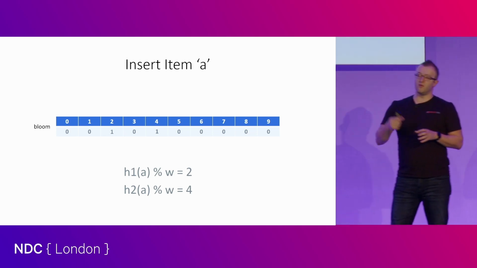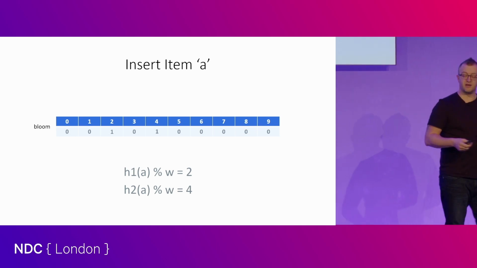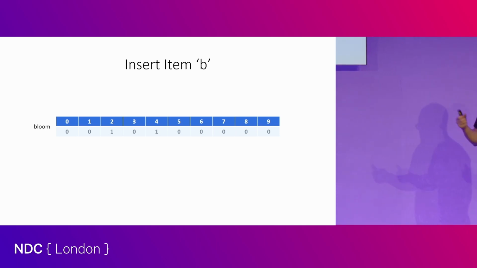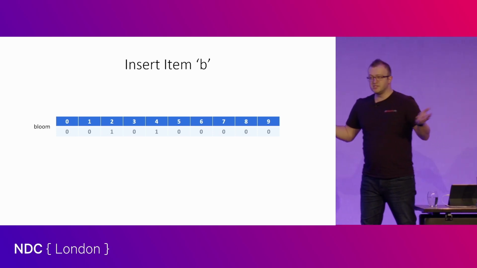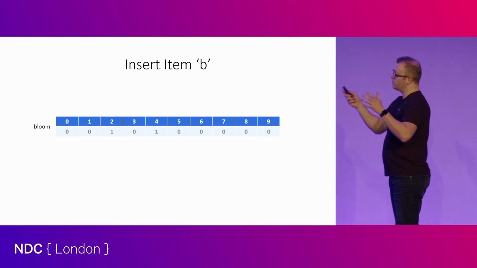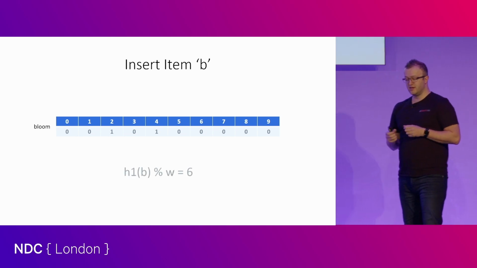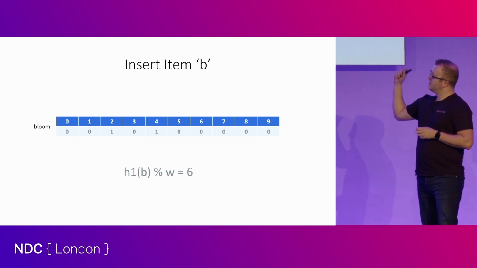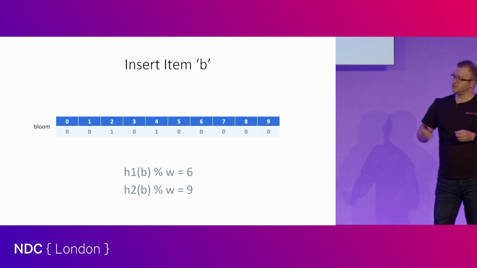And this is now what we do for reports that are coming in, for reports that we're processing. The next report comes in, item B. OK, we've now processed it. We need to set it in the array to say we've seen it. We need to set it in the filter. So we hash it with hash function 1, which gives us index 6, and hash function 2 gives us 9.